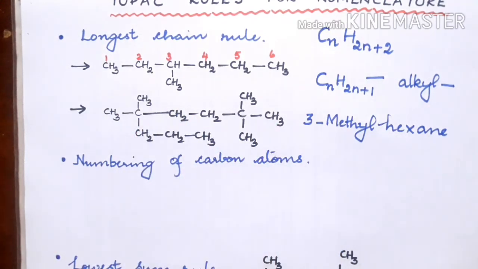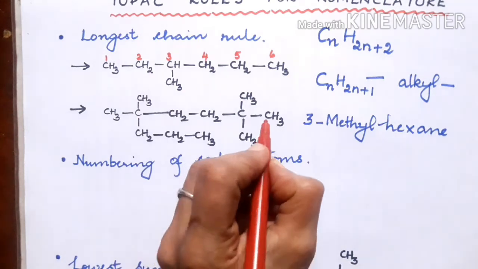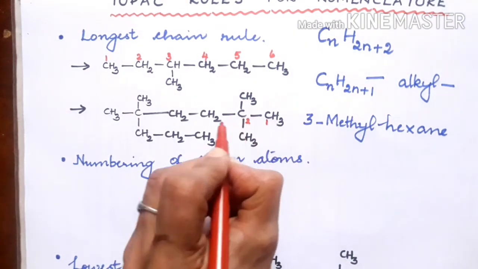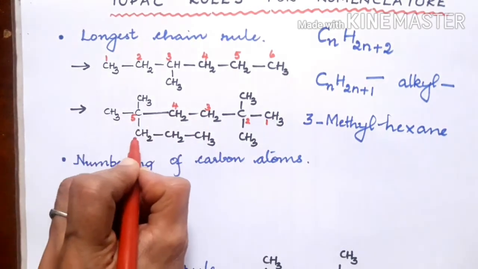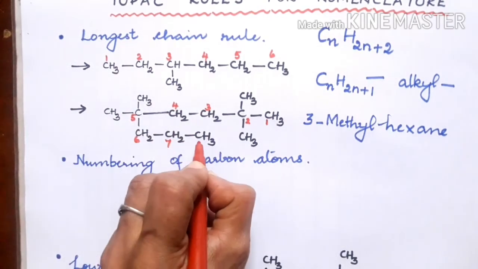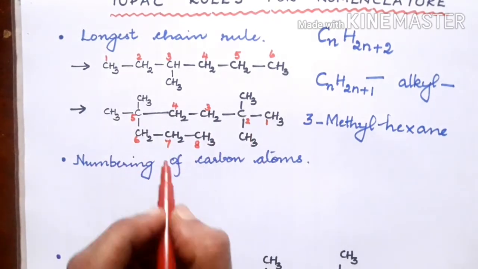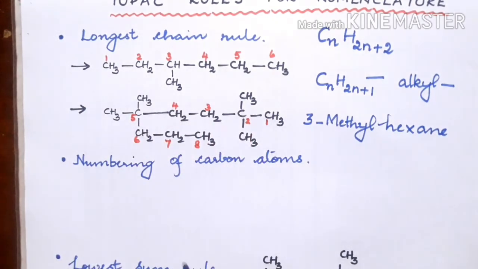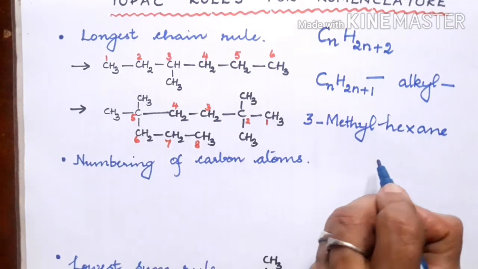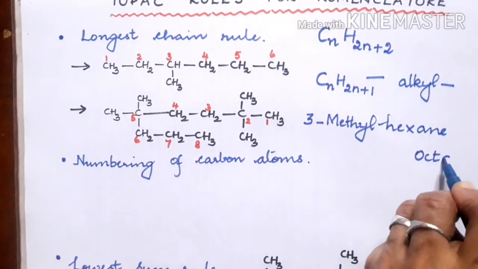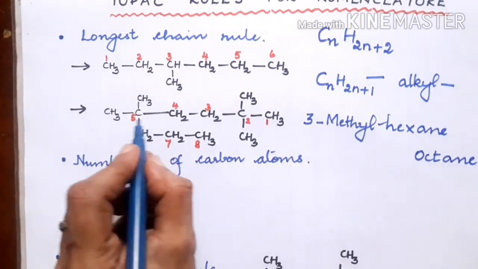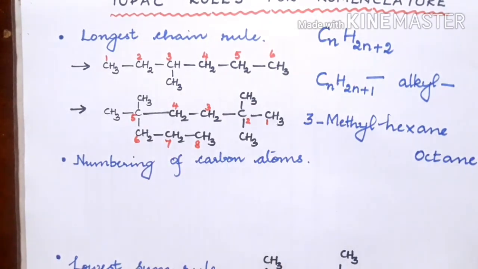So shall we number it? What will be the number here? 1, 2, 3, 4, 5, 6, 7, 8. So you find that this is a derivative of octane. Why octane? Because 8 carbons are present in the main chain. So is it purely octane? No, we have certain substituents.